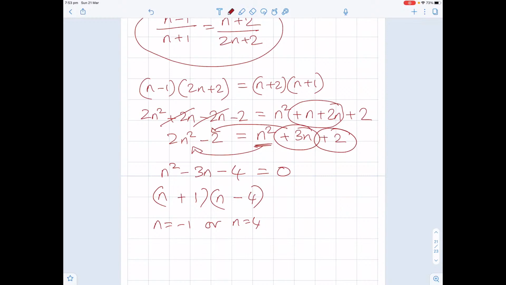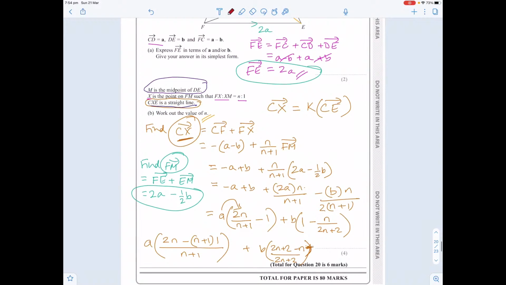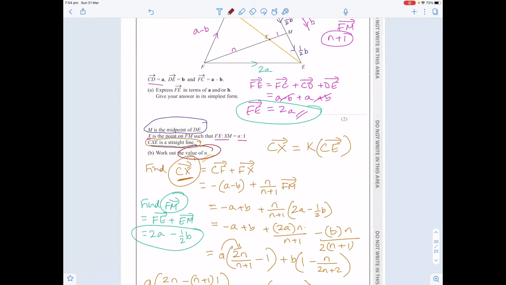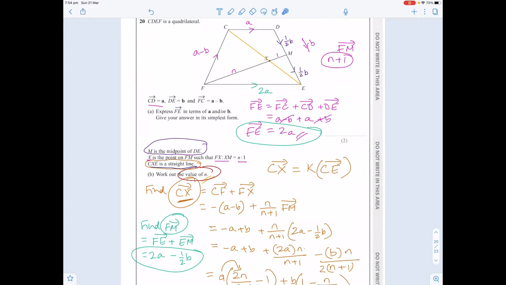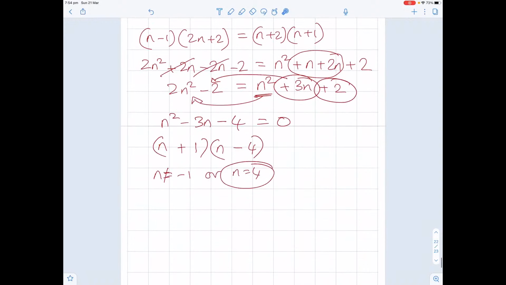Now n can't be equal to minus 1, so therefore that's not a solution. So therefore n is equal to 4, and we have found the value of n. Now why can't n be equal to minus 1? Some of you may ask. Well, if you look back at the question, f to n, this cannot be a minus part. Okay, so that's why we have to use the positive n value. And that concludes this part of the lesson.